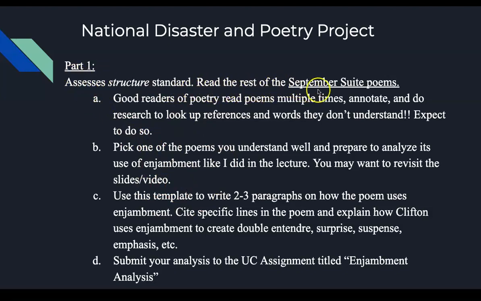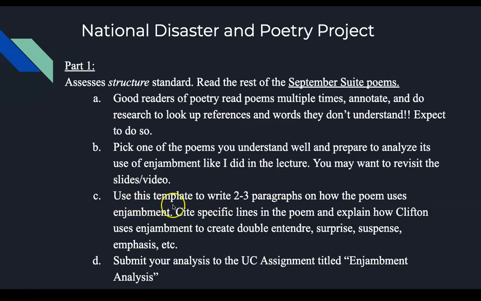What I want you to do is read the rest of the September Suite poems. Remember, the good readers of poetry read poems more than once, they annotate, and they do research to look up references and words they don't understand. You should expect to have to do that with some of these September Suite poems. Then, once you've read them all, I want you to pick one, maybe two of them that you understand really well, and prepare to analyze how they use enjambment like I did in this lecture. You might want to revisit the slides in this video. You're going to want to be looking for how lines end, how they don't end, where sentences start, and how authors are creating surprise, suspense, double entendre, and structure.